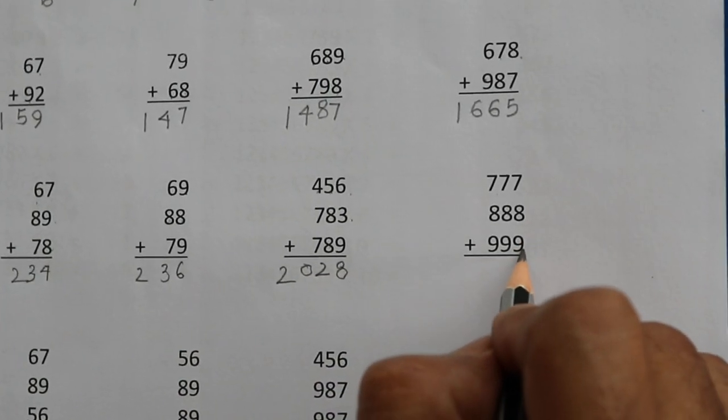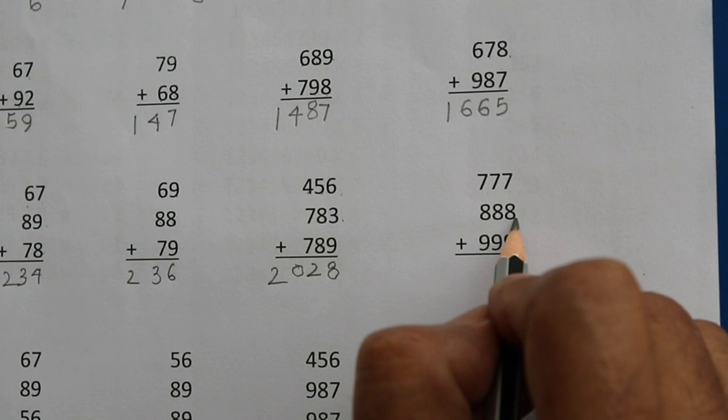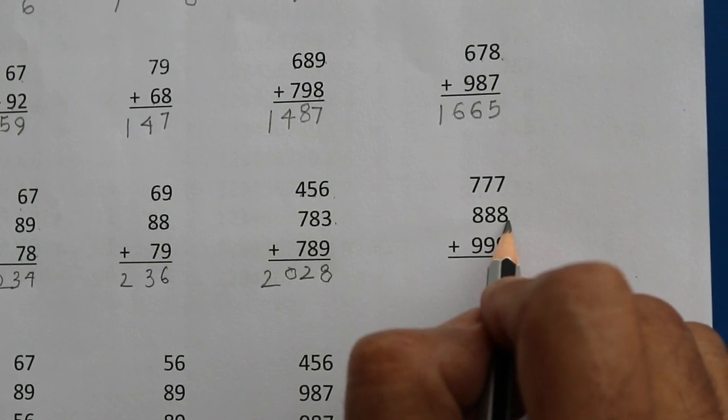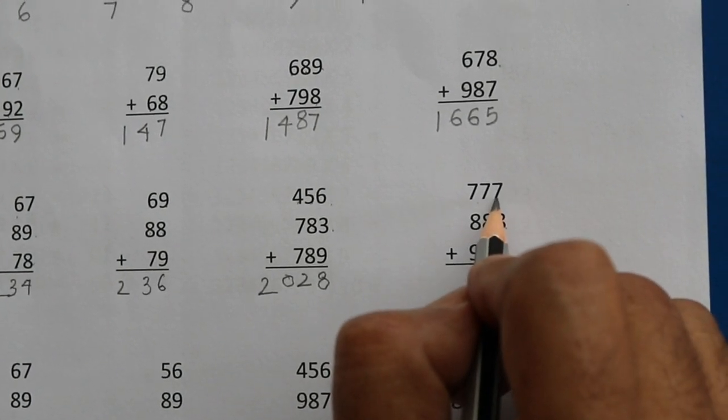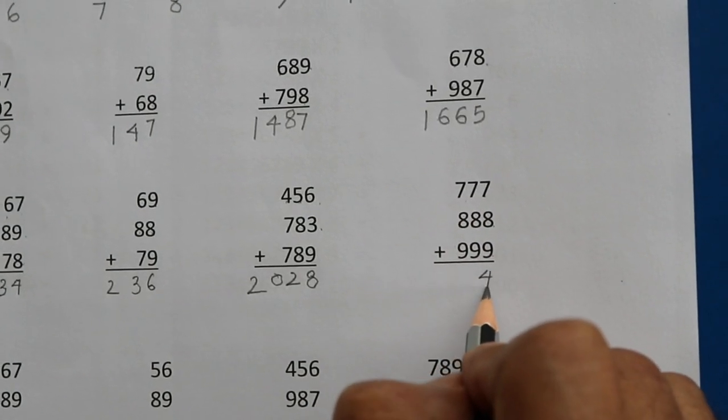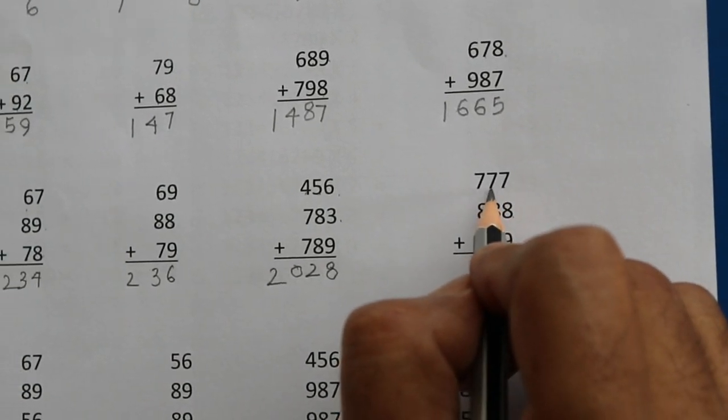Plus 9 minus 1. Plus 8 minus 2. Algebraic sum minus 3. 7 minus 3, 4. Carry over 2. 7 plus 2, 9.